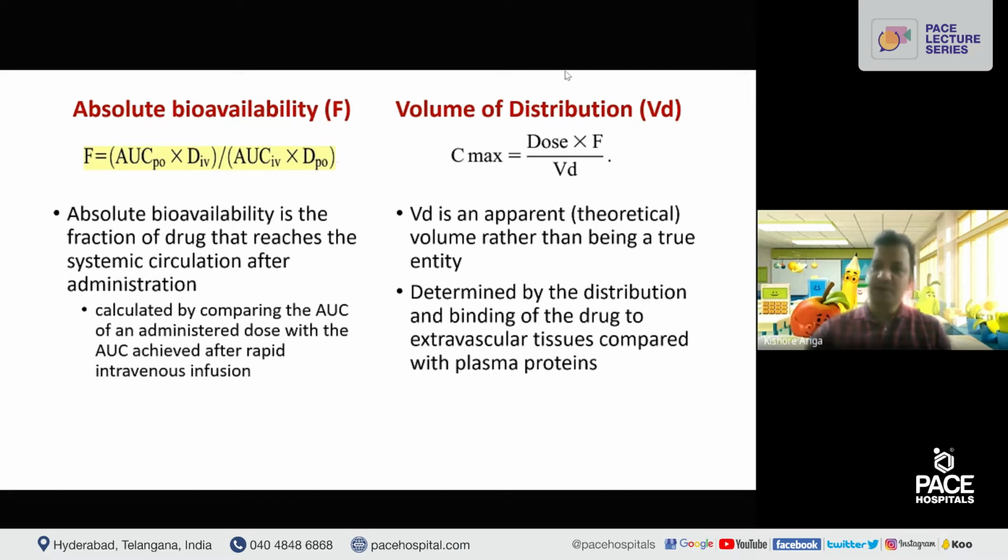So the maximum concentration which is attained by the drug will depend on the volume of distribution. It also depends on the absolute bioavailability and also the dose which we give. So if the volume of distribution increases, the maximum level in the blood which we get is less. And if the bioavailability is more, the maximum level is more. And if we give more dose, the maximum level is more.